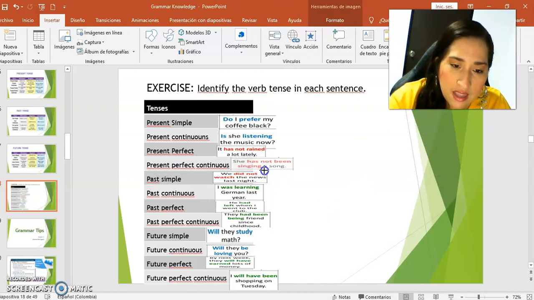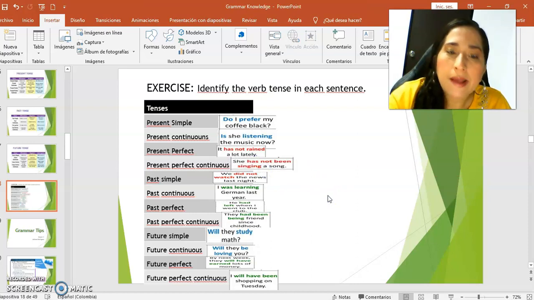Okay, guys. The idea is that you practice reading these sentences and match them with the correct tense.